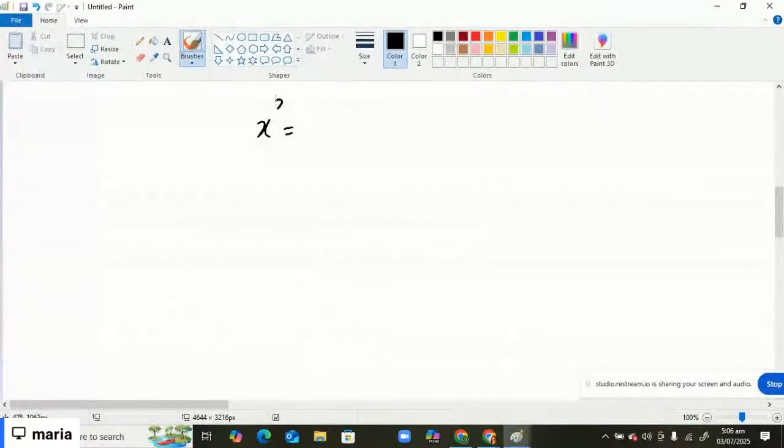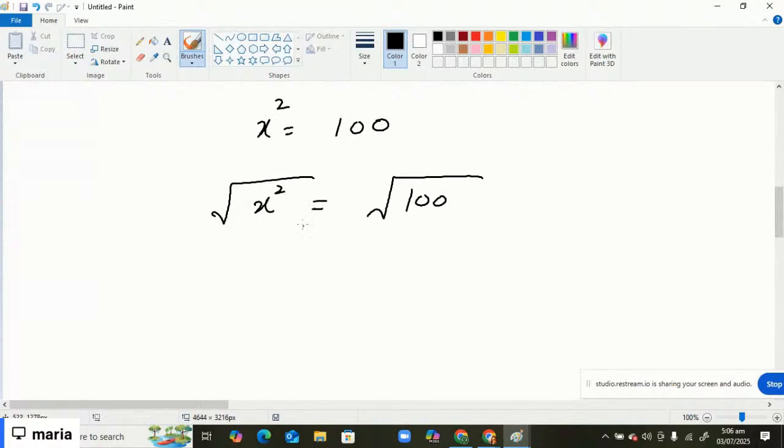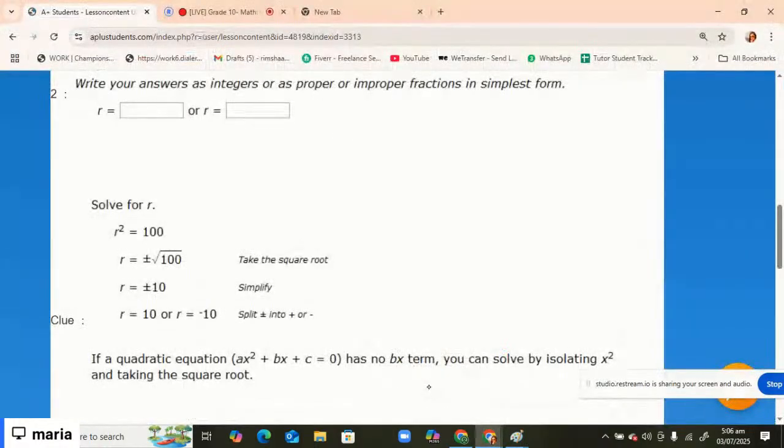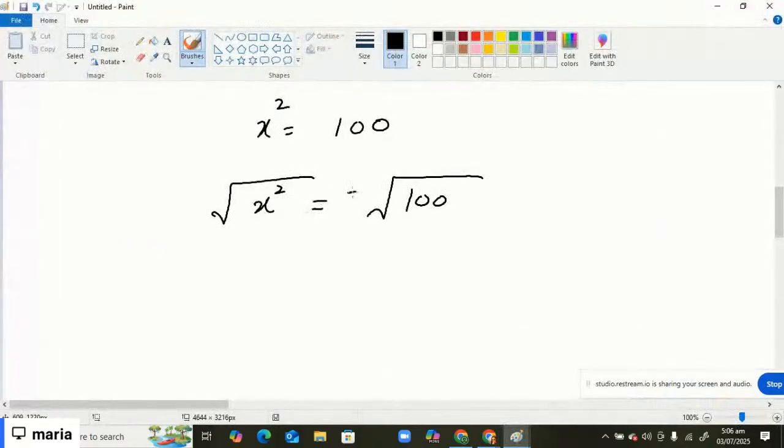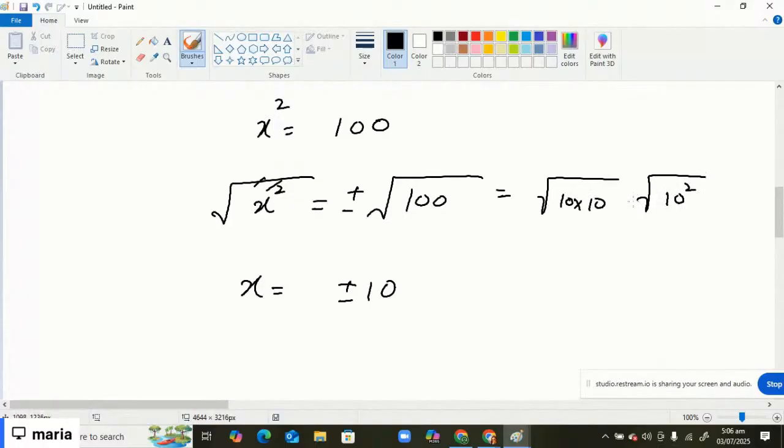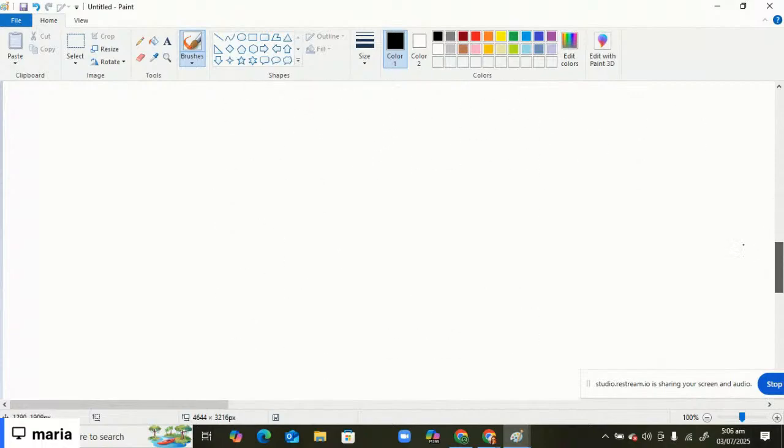For example, x square is equal to 100. Taking the square root, we put the plus or minus sign with it. This should be cancelled, leaving x, and here is plus or minus 10. Why? Because 10 times 10 is 100, so 10 square is cancelled and here is 10. So your x is plus 10 and your x is minus 10. There are two values for x if the value is positive.